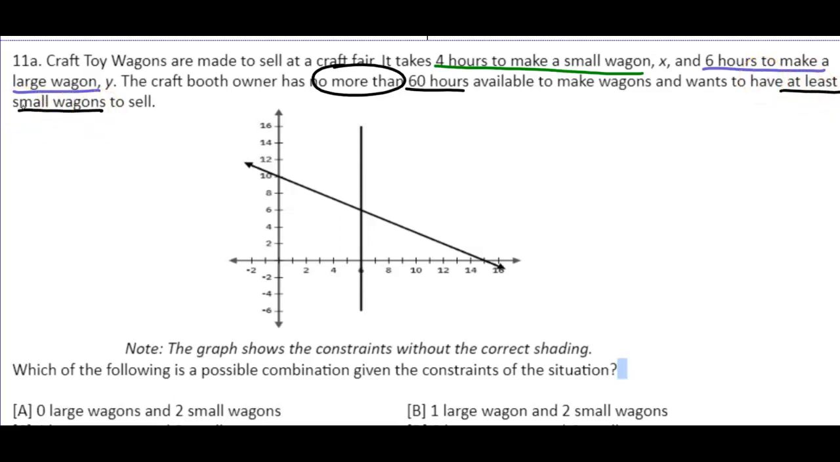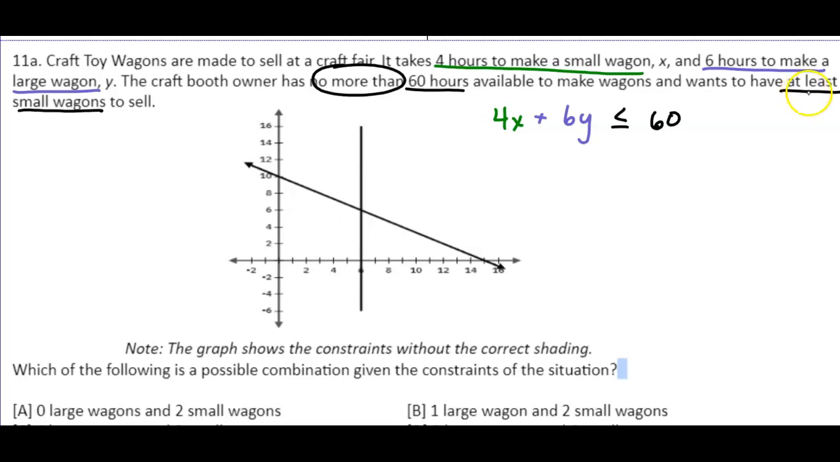So we need to write our inequalities first, which the lines themselves are graphed for you, but we need to figure out where they are shaded. So let's look at the hour constraint first. Again, X is small wagons, Y is large. It takes 4 hours to make a small wagon. It takes 6 hours to make a large wagon, and altogether we want that to be less than or equal to 60 hours because the craft booth owner does not have any more than 60 hours to spend making them.